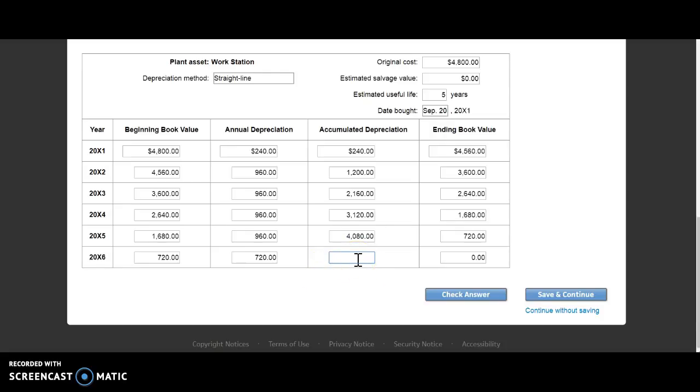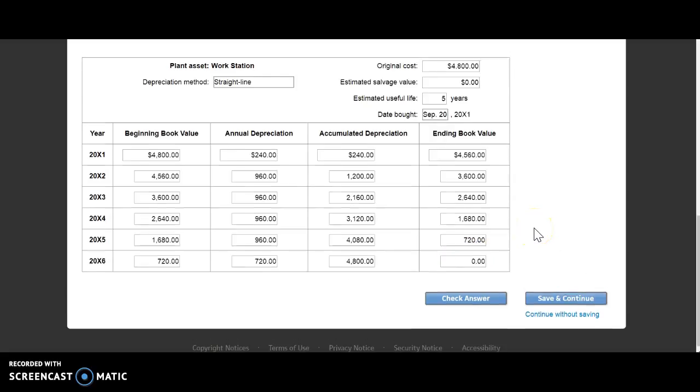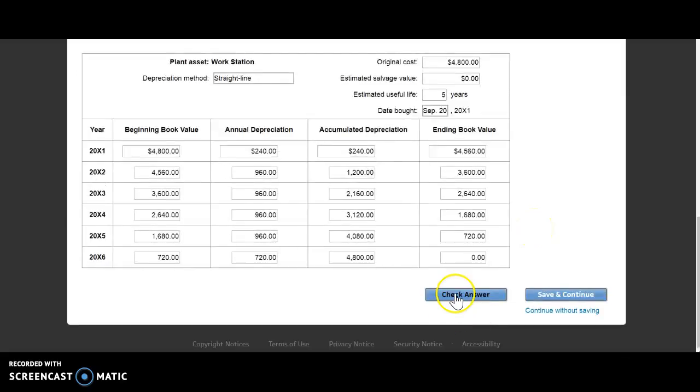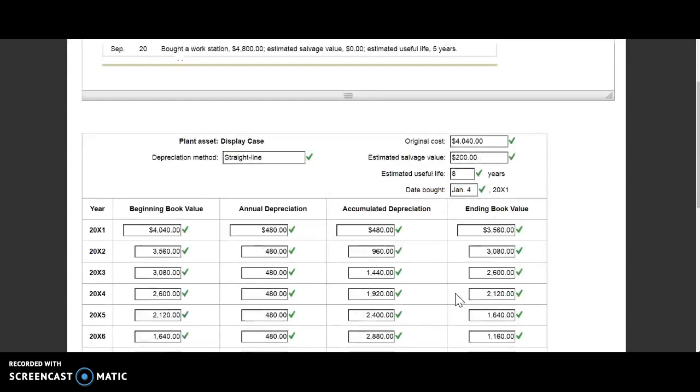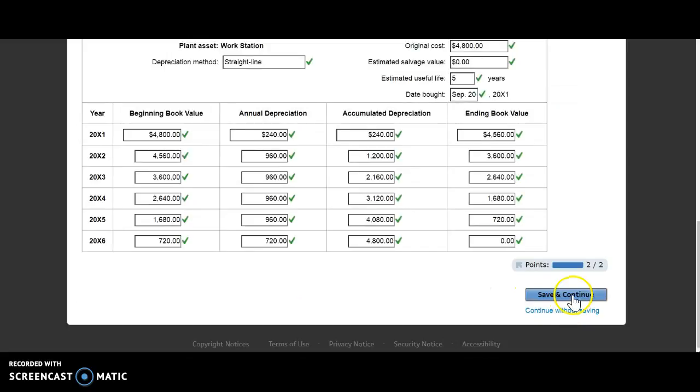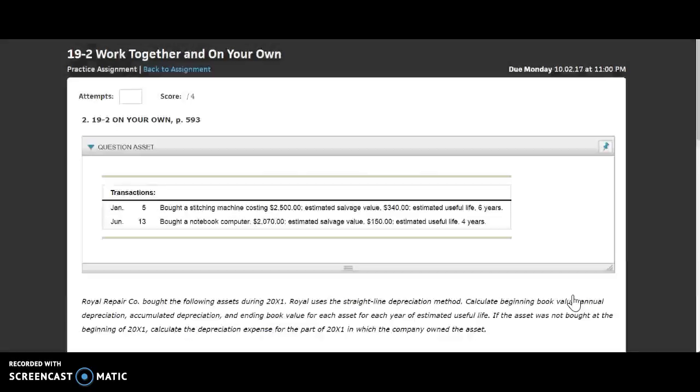Okay. So now I'm going to figure out my new accumulated depreciation. And I already figured out my ending book value. So that is good. Check my answer. And save and continue. You can now complete the 19.2 on your own. When you are done with that, please go to 19.3 lecture.